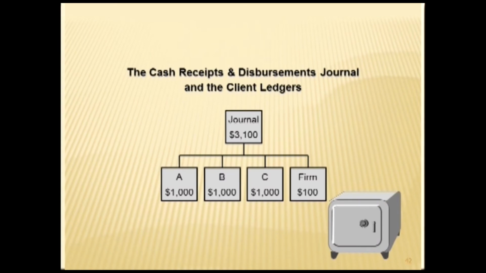Here is a simple depiction of the Cash Receipts and Disbursements Journal and the client ledgers. The journal has $3,100, and then it shows the four ledgers, and the amount recorded onto the ledgers must equal the amount that's showing on the Cash Receipts and Disbursements Journal.